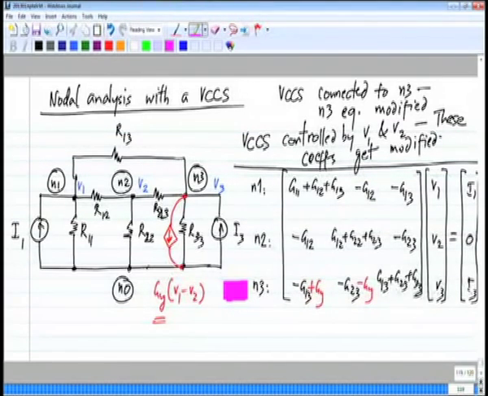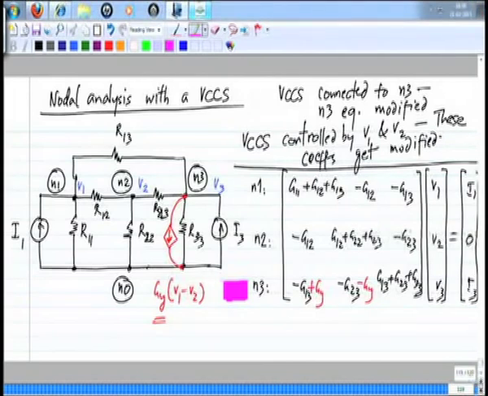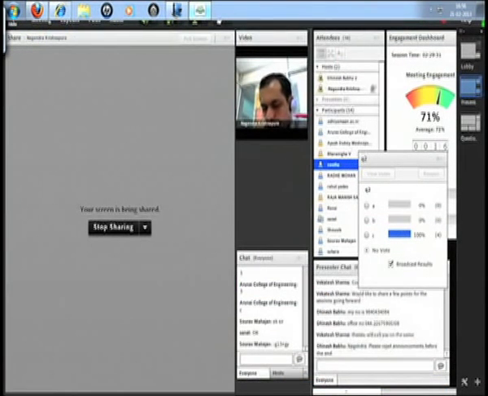And the signs you choose appropriately. Anything on the left hand side is a sum of currents flowing away from the node. So GY times V1 is flowing away from the node, so plus GY gets added to the coefficient of V1. Minus GY times V2 is flowing away from the node, so minus GY gets added to the coefficient of V2. Okay. Is this clear? Are there any questions?